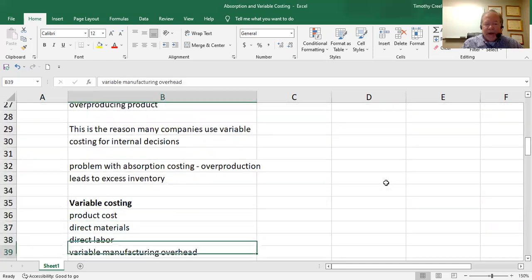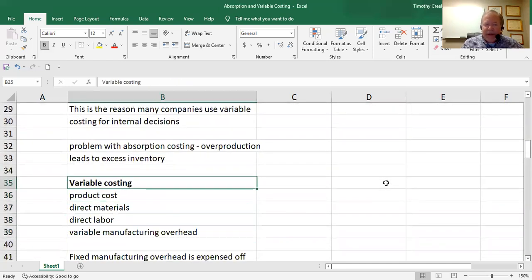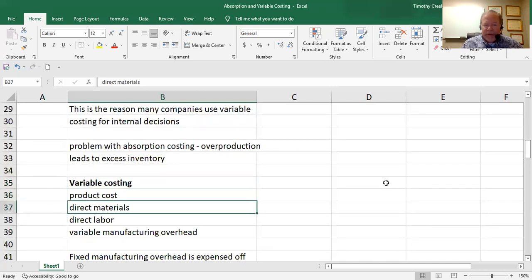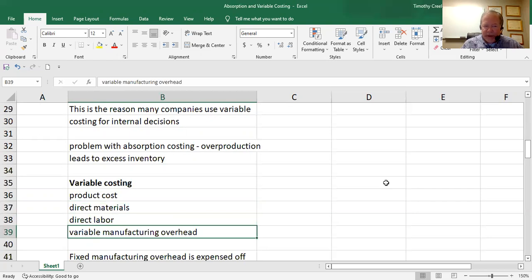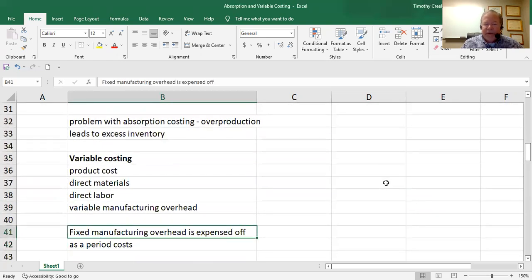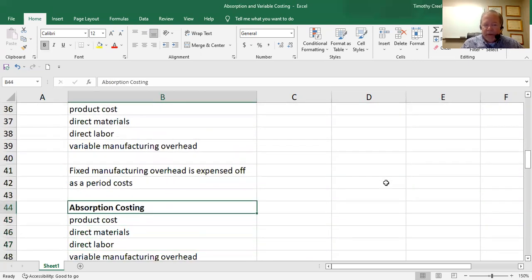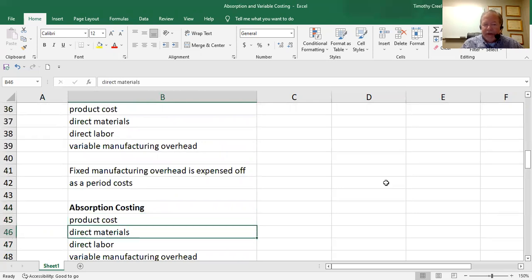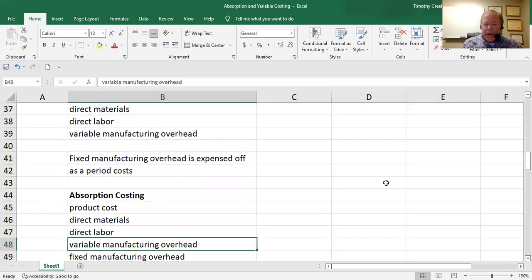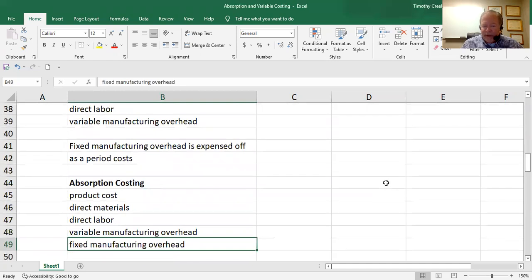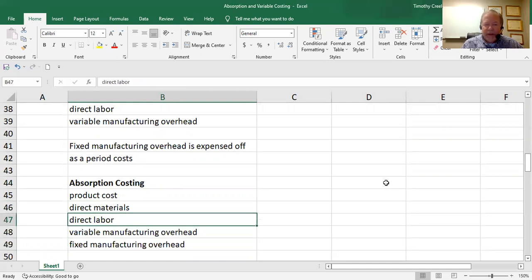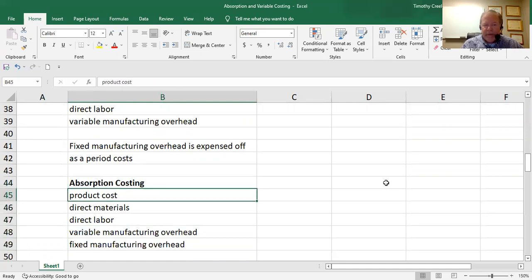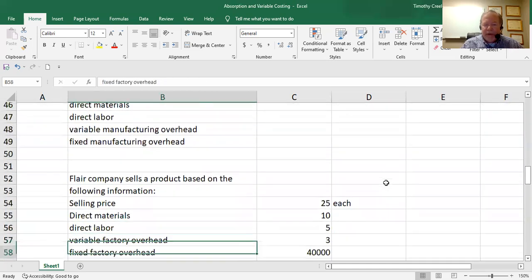So one main thing to know from this is that under variable costing, your product cost is direct materials, direct labor, and variable manufacturing overhead. Fixed manufacturing overhead is expensed off as a period cost each period. Under absorption cost, product cost is direct materials, direct labor, variable manufacturing overhead, and fixed manufacturing overhead. These are the four elements of product cost under absorption cost. So let's look at an example of this.